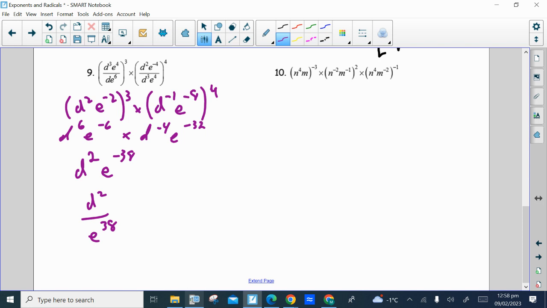Question 10. There's nothing inside any of these brackets we can simplify because the bases are all different inside the brackets. So we'll go to the next step, which is you have exponents inside raised to an exponent outside. You multiply those exponents. So for n, it'll be 4 times negative 3, which is negative 12. For m, that's m to the 1 times negative 3, which is negative 3. Second bracket, n to the negative 2 times 2 is negative 4. m to the negative 1 times 2 is negative 2. And in the third bracket, it's n to the 4 times negative 1. m to the negative 2 times negative 1 is positive 2.